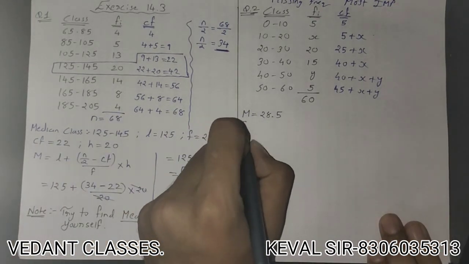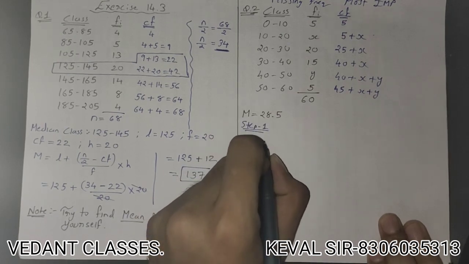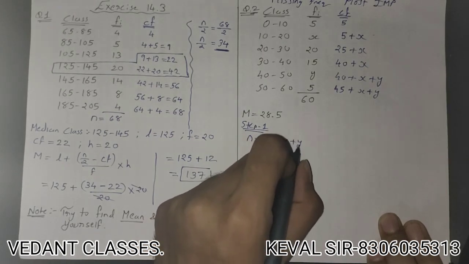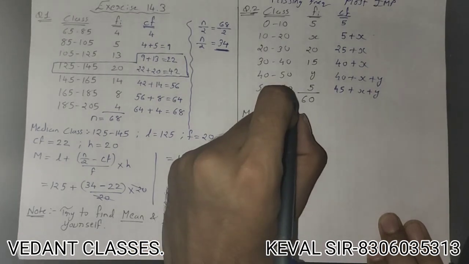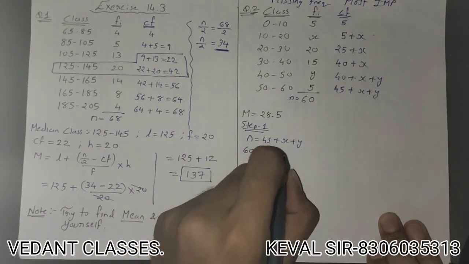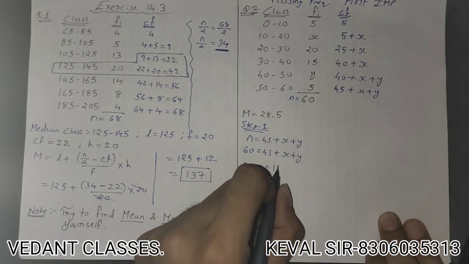Okay, so let's solve this type of question in 3 steps. First of all, write the value of n that we got over here, that is 45 plus x plus y. The value of n, that is 60, is given in the question. So 60 is equal to 45 plus x plus y. So here we will get x plus y is equal to 15.